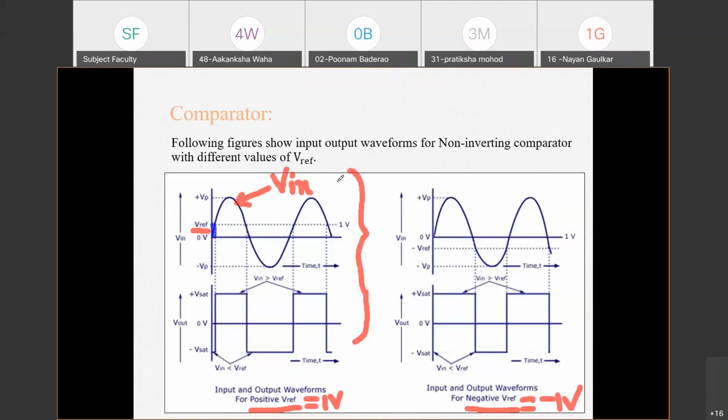So hence our output becomes positive or negative? Anyone? When V in is less than V reference, our output becomes negative. Right, because V in is nothing but a voltage at non-inverting terminal and V reference is voltage at inverting terminal.